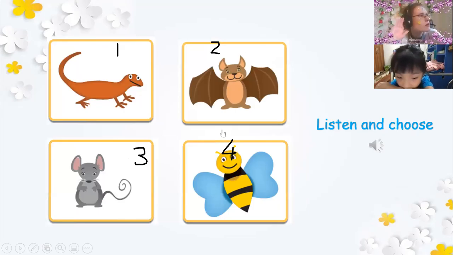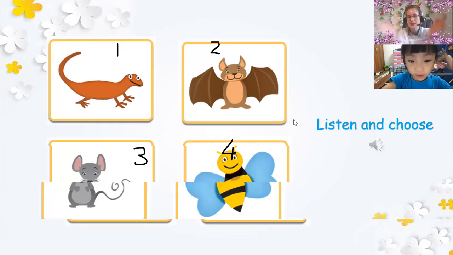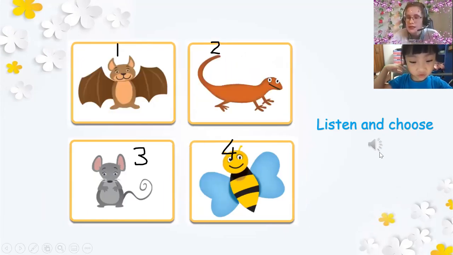A bee has wings. It can fly. Which picture? 4. Yes. Nice. A lizard doesn't have wings. It can't fly. Doesn't have wings. It can't fly. Which picture?